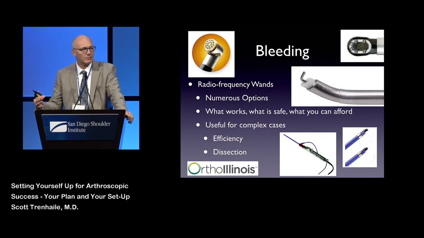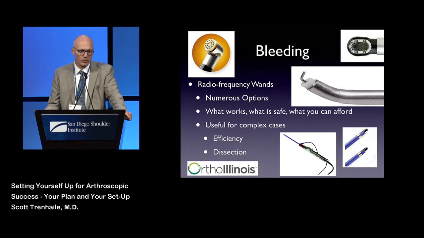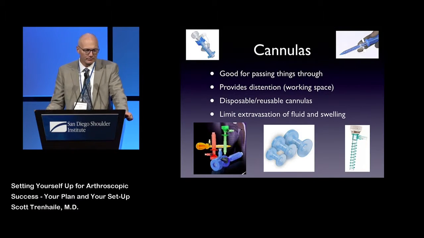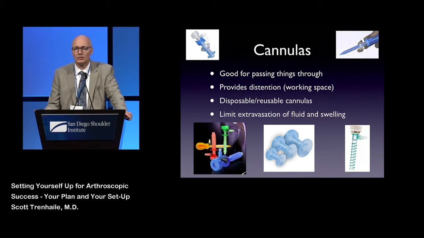Bleeding, as I keep talking about bleeding, because these are the things that really slow you down with efficiency, and radiofrequency ablation is great, particularly with more complicated cases and with more complicated dissection. So it's good to find one that you can use and also afford. Cannulas are certainly a great thing to have. You can work through the cannulas. It provides distension and a working place, as well as limiting the amount of extravasation that can occur in the shoulder as the case gets longer and longer.